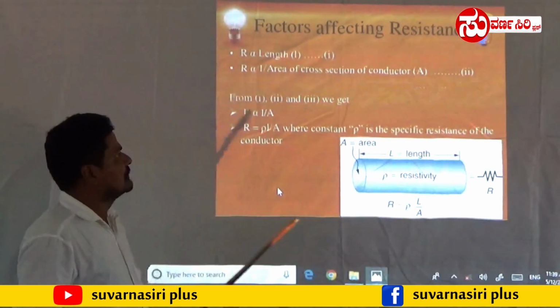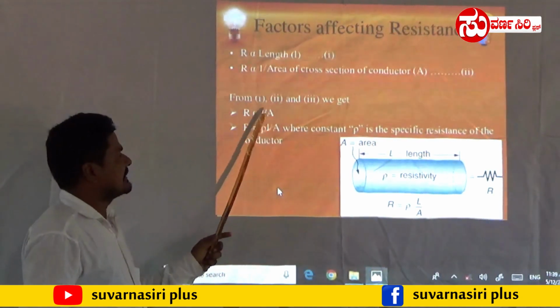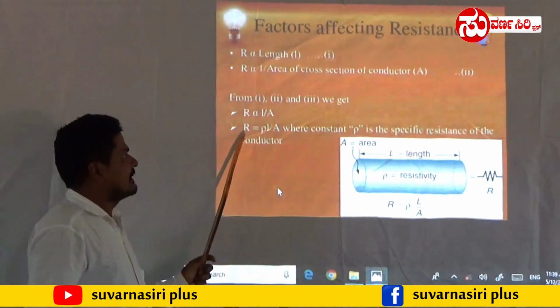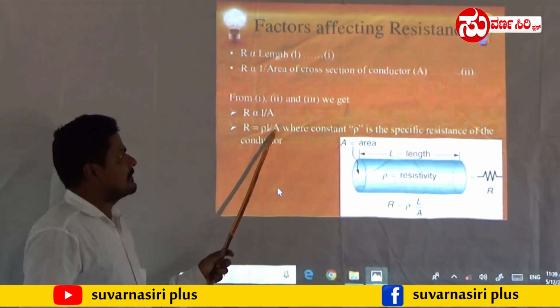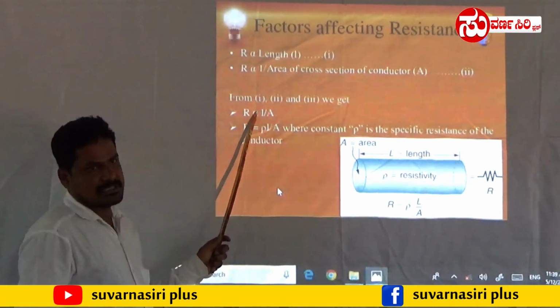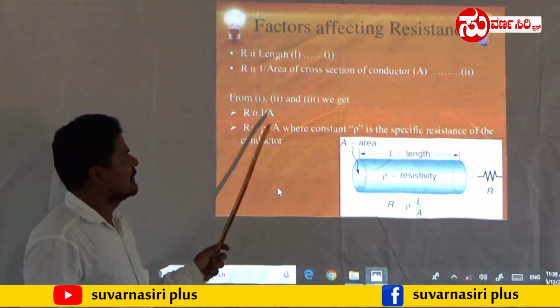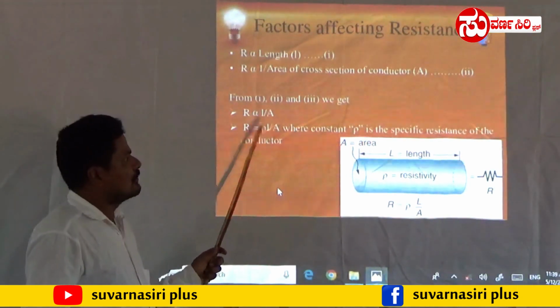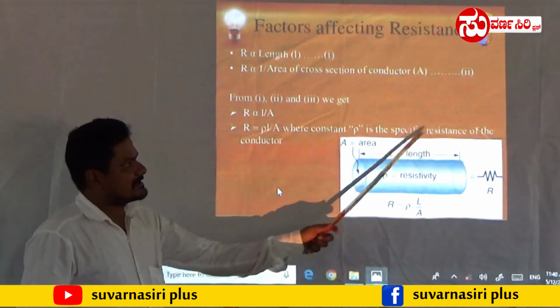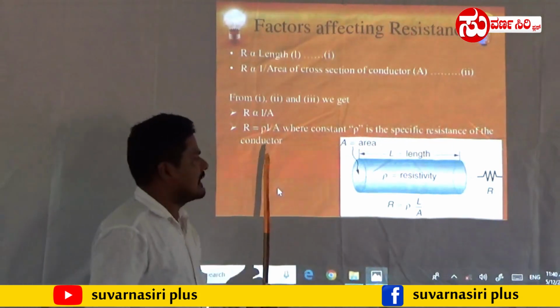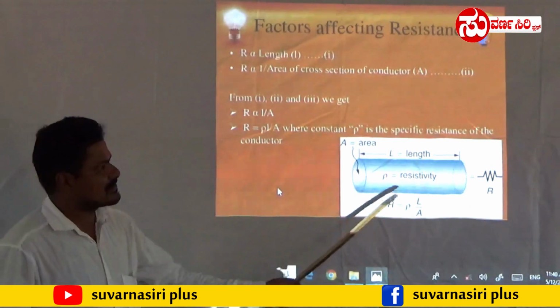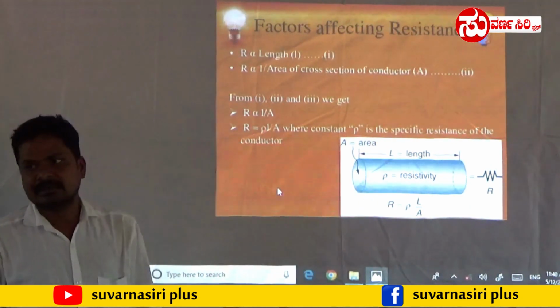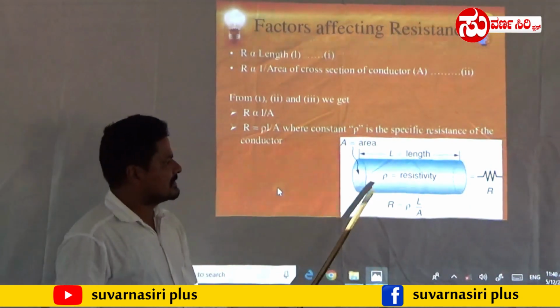From 1 and 2, we get R is directly proportional to L by A. R is equal to rho L by A. If we remove the proportionality symbol, we have to take rho, where rho is called the specific resistance of the conductor, also called resistivity. Here we have to observe this.